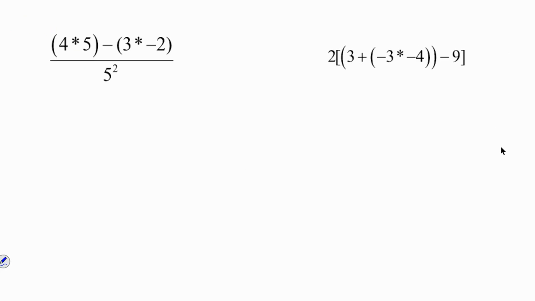So here are 2 more examples, a little bit more complex here. So I want you to pause the video, try the one on the left, and I'll explain in just a moment. So let's give this a go. So if I'm following order of operations, let's go ahead and write that out again.